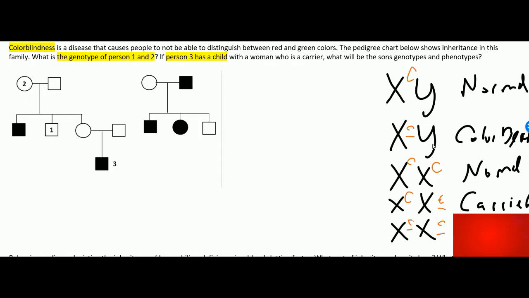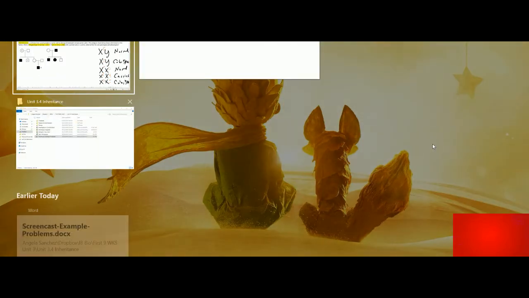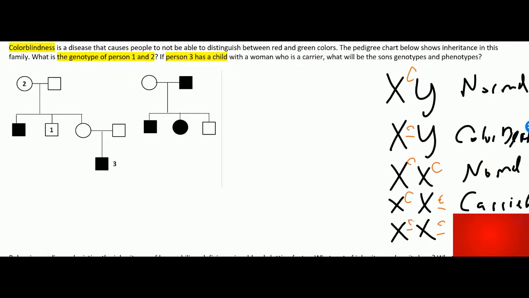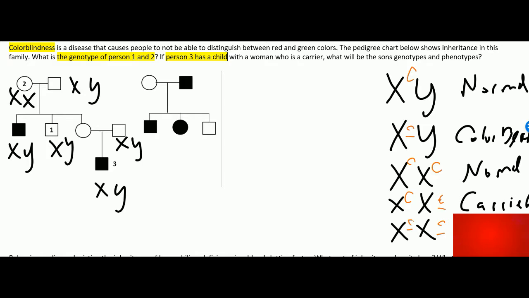So let's go ahead and first label all the boys. So let's do X, Y for everybody. So X, Y. This one's also an X, Y. This one's an X, Y. So this guy's an X, Y. And then let's label the girls. So X, X, X, X. And we're going to focus on this part of the pedigree because they're not really asking anything about the other ones. Okay, so now that I have this, let's start adding my alleles.